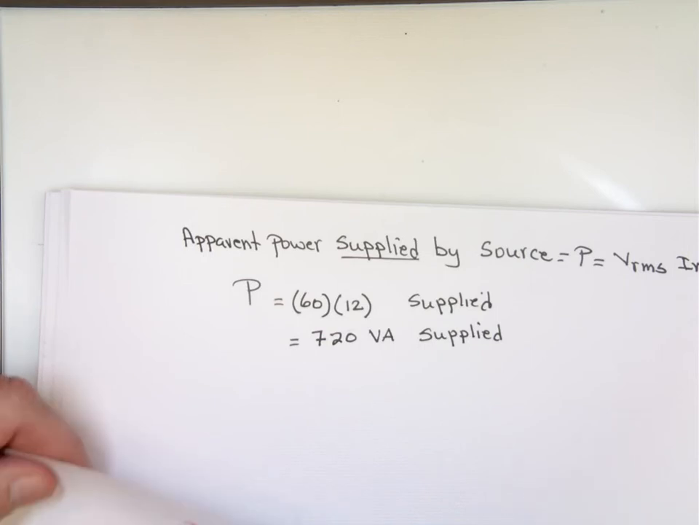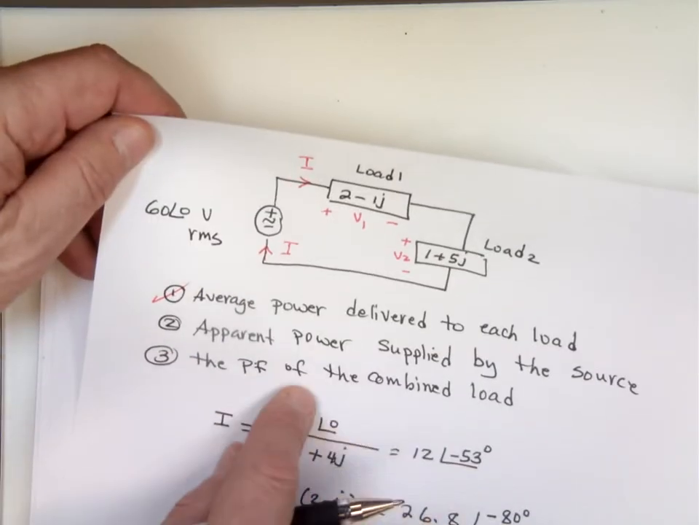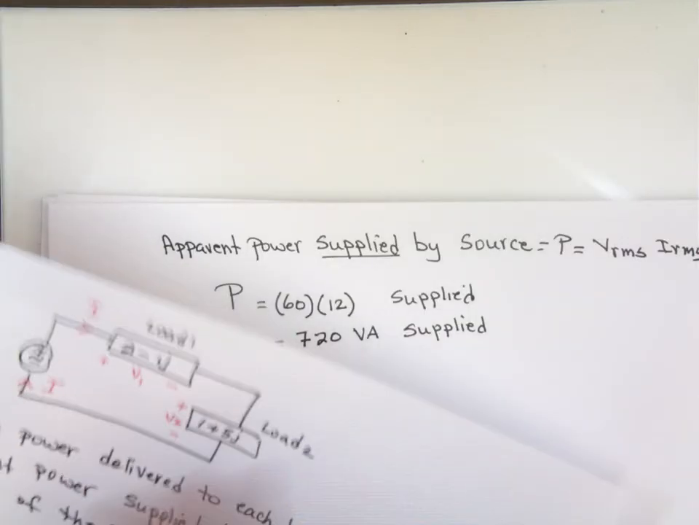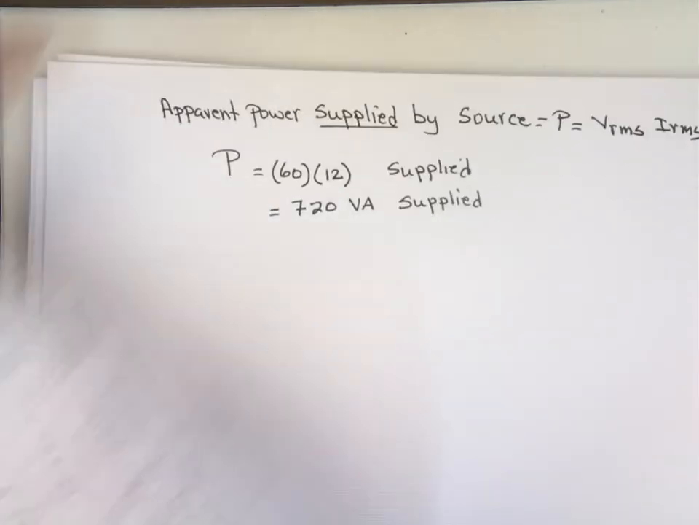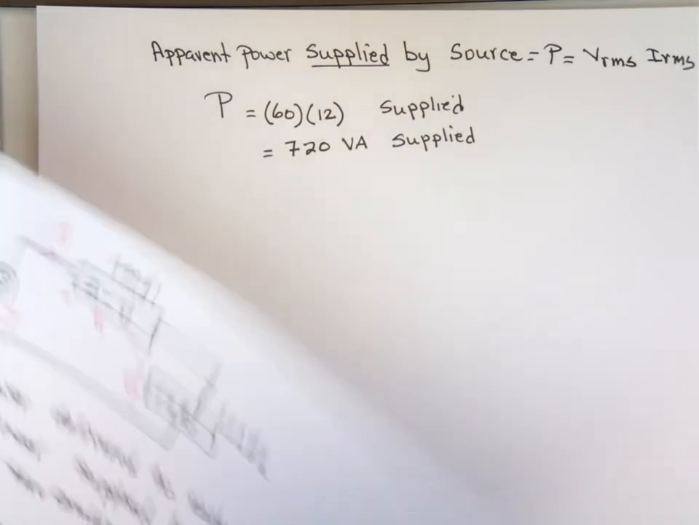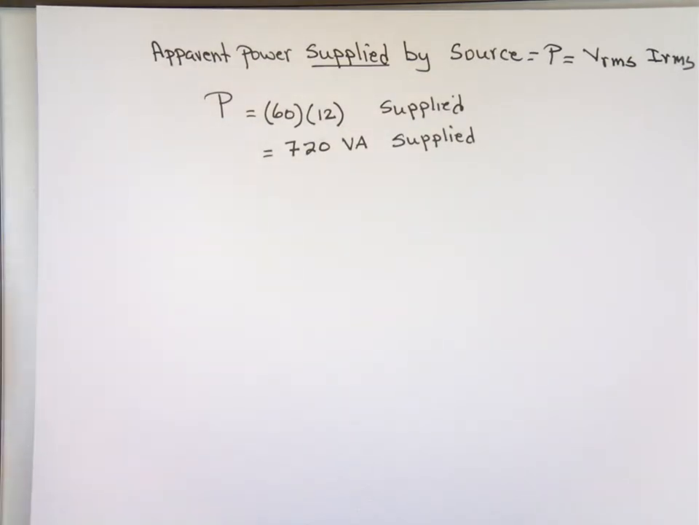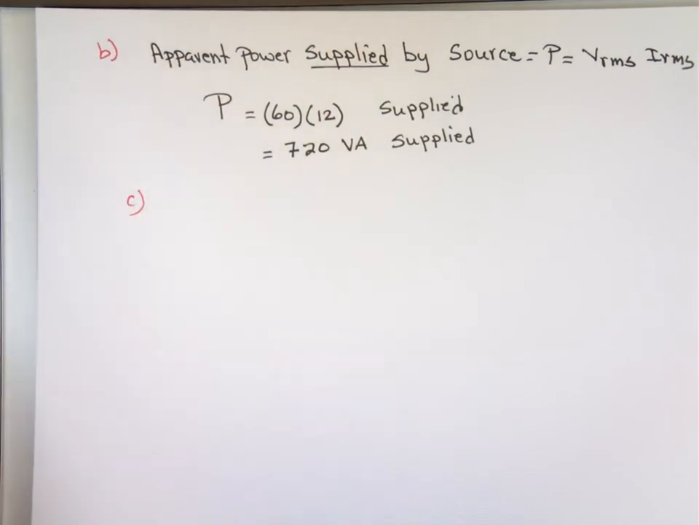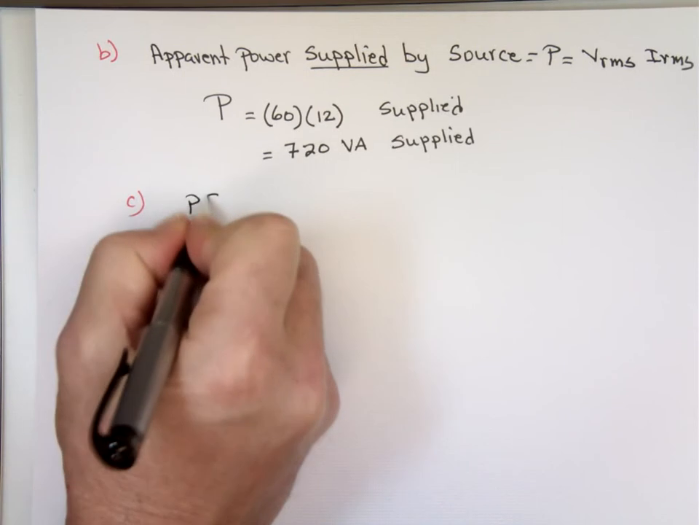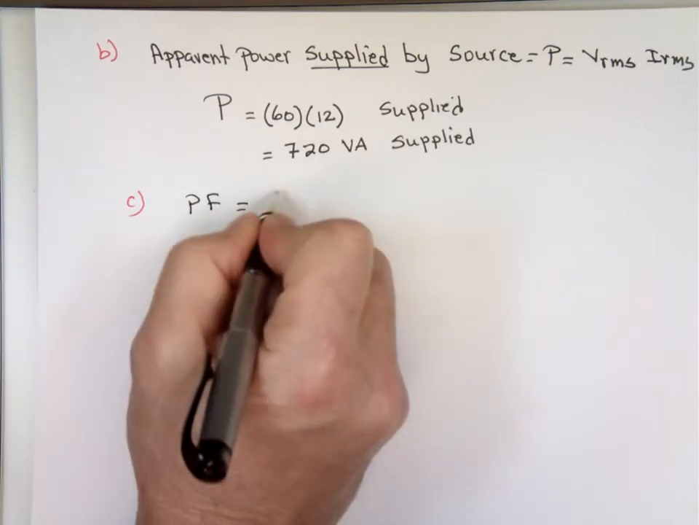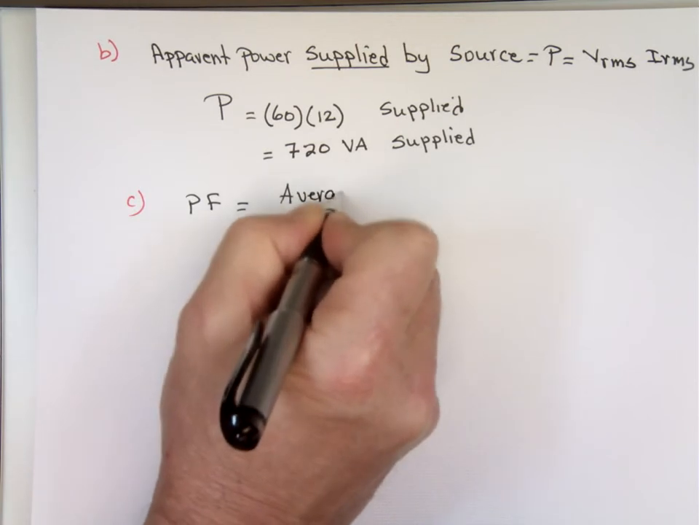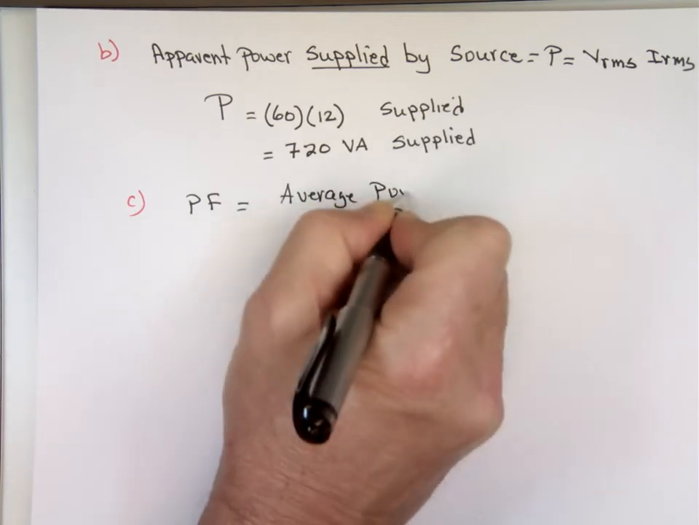Now, question number three. The power factor of the combined load. I can tell you, this is not a good thing to have at home. You're not getting a lot of electricity. You're paying for a lot of it, but you're not getting that much out of it. So that was B here. Now C is the power factor of the combined loads. That's the average power divided by what? The apparent power.